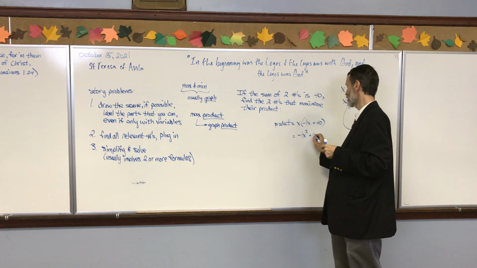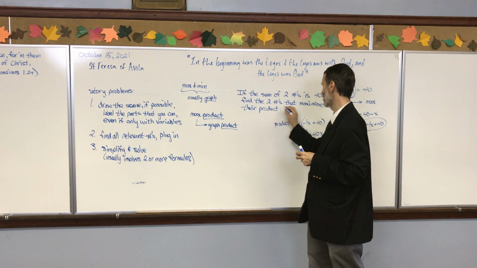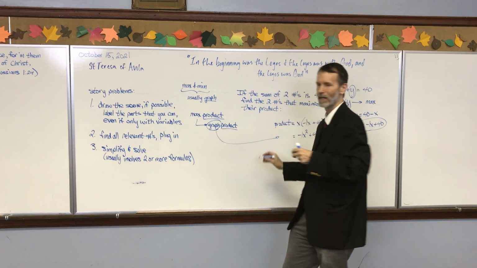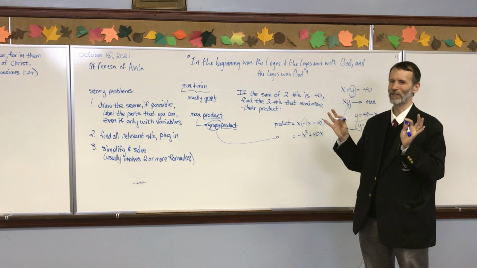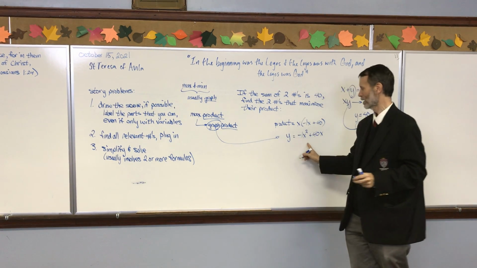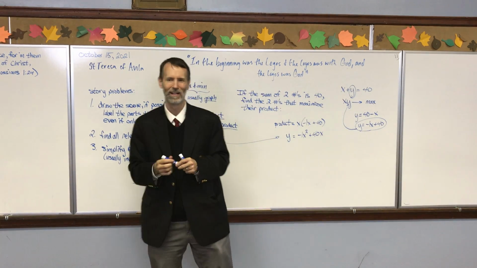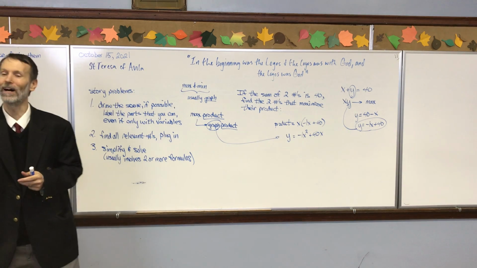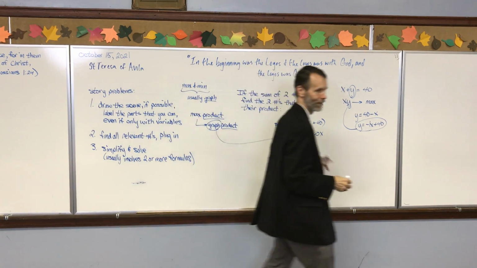Negative 1x squared plus 40x. Now, if you want to graph, what do you put in front? I mean, if you're graphing something, what's the code for that in front? Y equals. What shape is this going to be? Parabola. Is it going to be opening up or opening down? Down. Why do you say that? Yeah, the leading multiplier is negative.